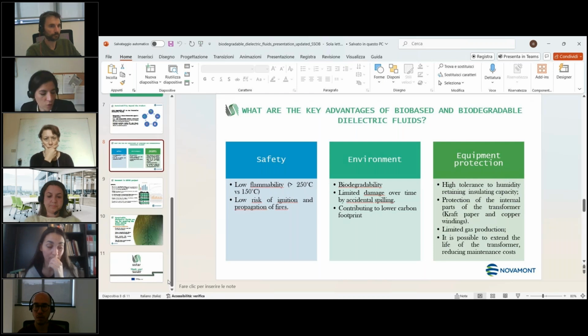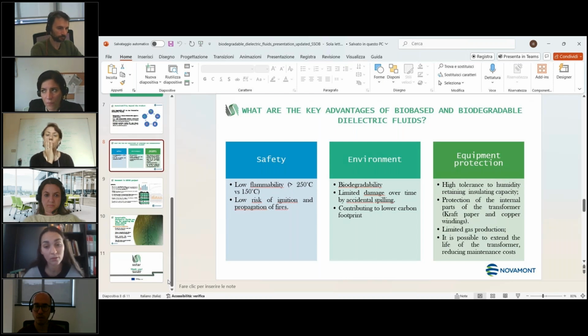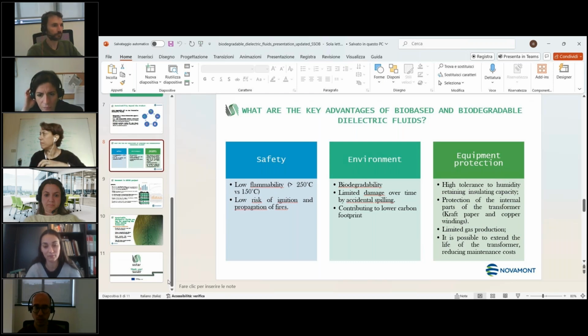So the three pillars that make this oil a better choice, especially for the newest assets regarding the production of energy, are safety, because these oils have a flash point which is way higher. That assures that this kind of oil lowers and minimizes the risk of ignition and propagation of fires. The other one, as I said, is the environmental advantages of this oil, such as biodegradability and low toxicity, also for operators in case of accidental spillage.